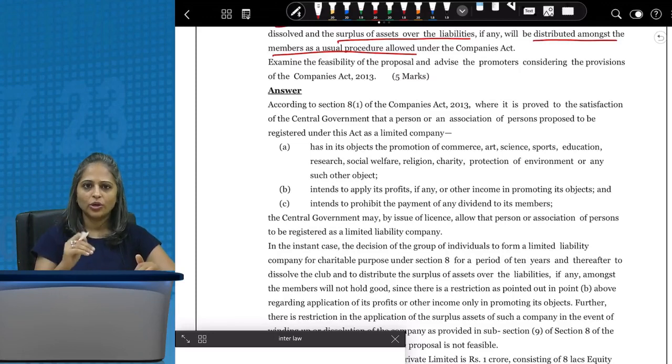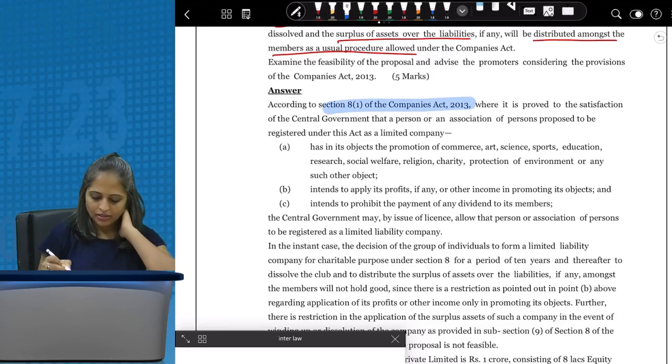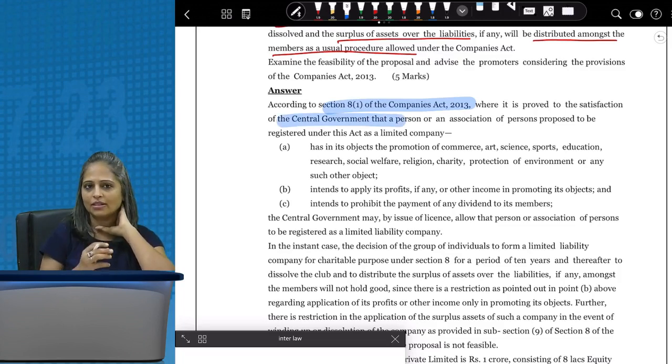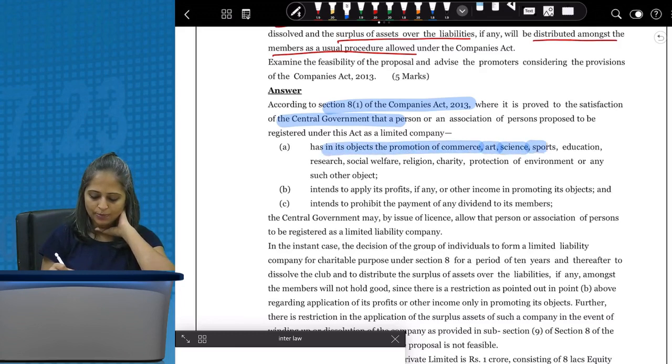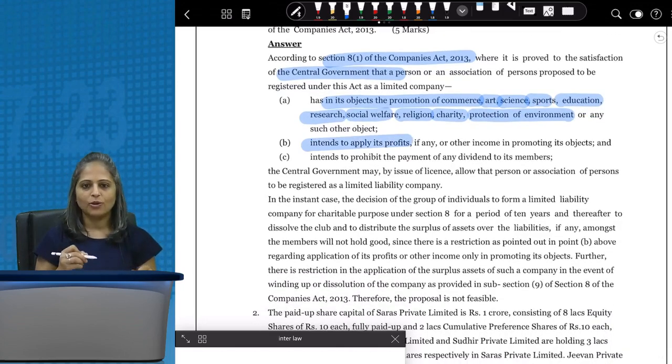So quickly reading through what Section 8 is trying to tell us. According to Section 8(1), where it is proved to the satisfaction of the Central Government, and the Central Government is the one who approves a Section 8 company, that a person or an association of persons proposed to be registered under this Act as a limited company has in its objects the promotion of commerce, arts, science, sports, education, research, social welfare, religion, charity, protection of environment, or any other such object, intends to apply its profits, if any, or other income in promoting its objects, and prohibits the payment of dividend to its members.